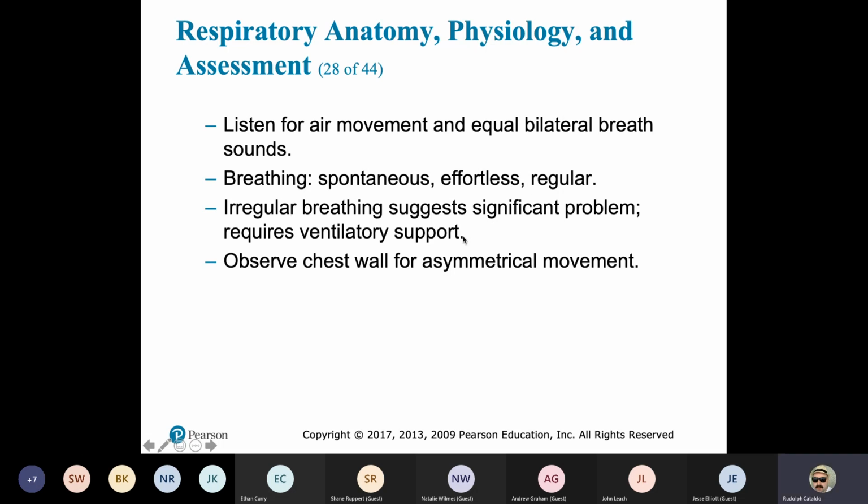Also, look to see how their breathing is. Are they tachypneic, meaning they're breathing fast? Are they bradypneic? They're breathing slow. Is it irregular breathing? Is it due to a trauma? All these different things. It might not be what's truly wrong with the patient, but it is a sign of what's wrong with the patient.